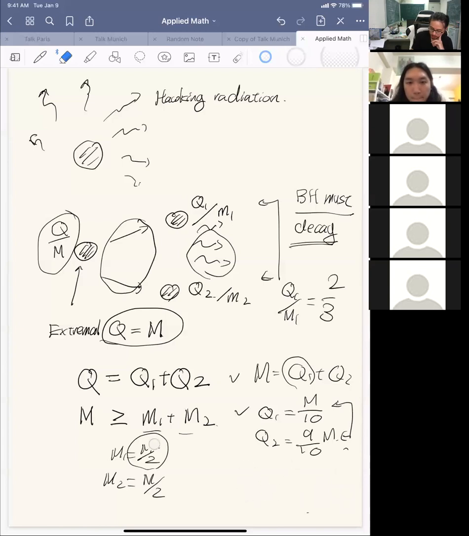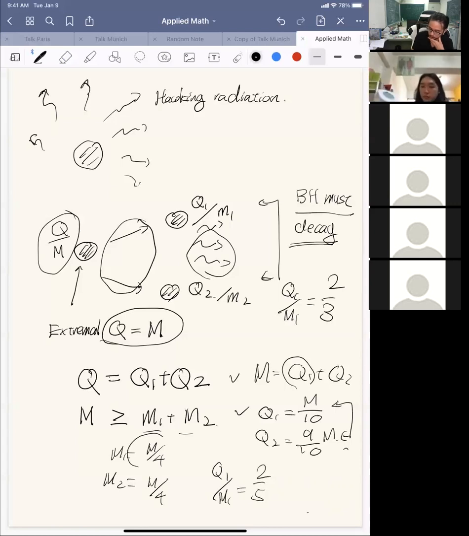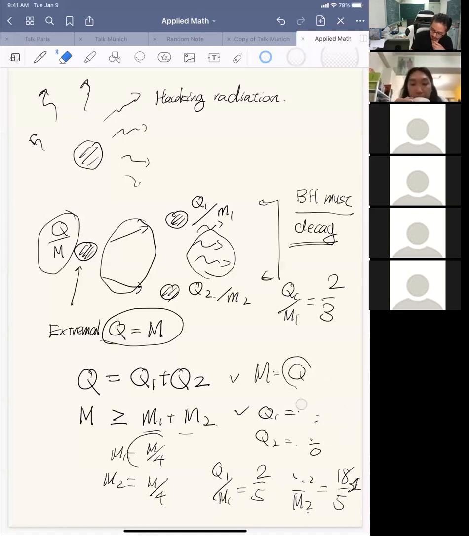So you can change the mass. Let's have it be M/4 and then M/4. So actually half of the mass of the black hole is given away from radiation. If that's the case, then once again you have Q1 over M1, which is great, which is 5/2. But then you exactly see what the problem is. Q2 over M2 is now going to be 5/18, right? So this is much greater than 1.